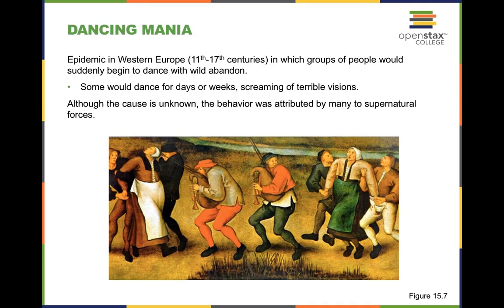Next, there's a strange phenomenon that happened in Western Europe between the 11th and 17th centuries. During this time, groups of people would suddenly begin to dance with wild abandon. Odd, right? Some would dance for days or weeks, screaming of terrible visions. And although the cause is unknown, the behavior was attributed to many supernatural forces. It was really an odd thing going on during that time.